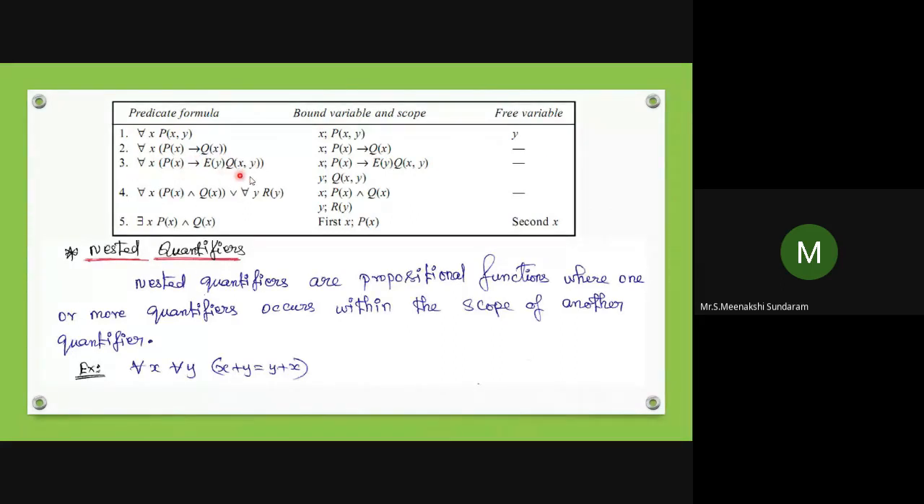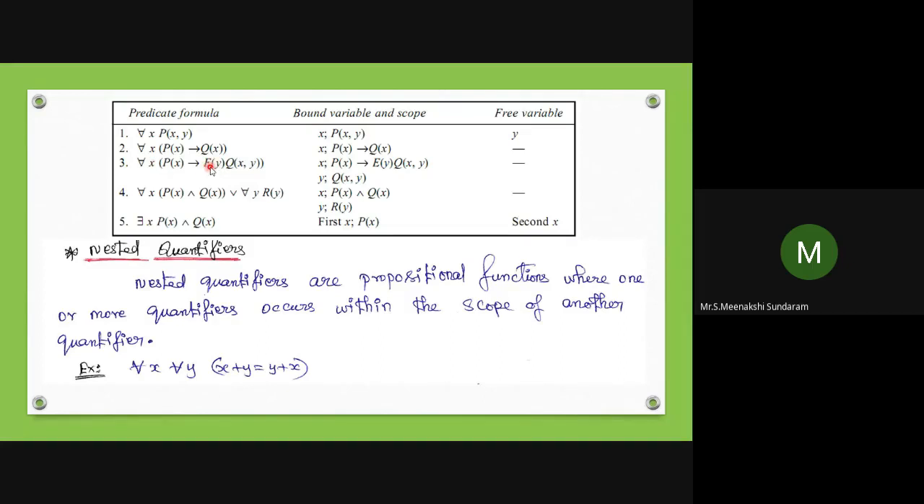The third one: for all x, p of x, means there exists y, q of x. So here also for all x, and there exists y. So x is also bounded, y is also bounded. Bounded means either universal quantifier, x is universal, and here y is existential.